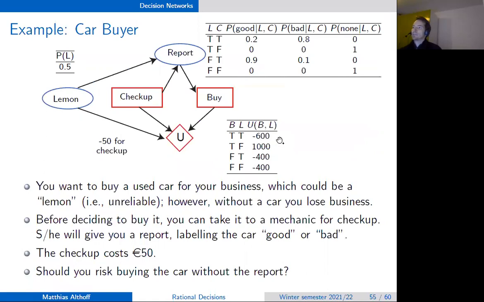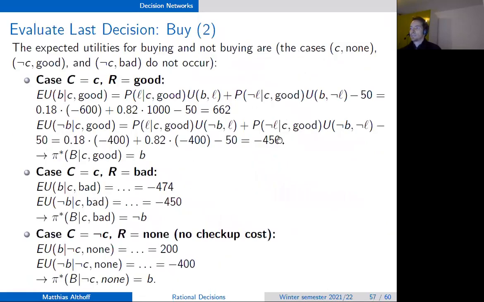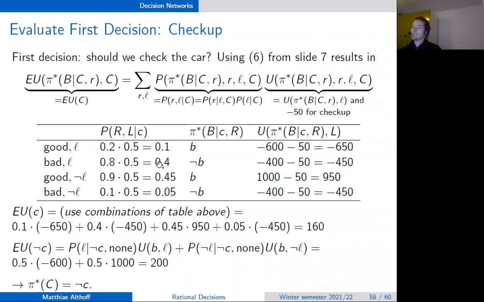And if we do the checkup, we subtract 50 additionally. And because these are only cases with checkup, we always subtract 50. And then for all these four combinations, we now compute the expected utility using the combinations of this table here. So we have the probability of 0.1 times -650, 0.4 times -450, minus 0.45 times this, and this probability times this. And then we end up with the expected utility of 160.